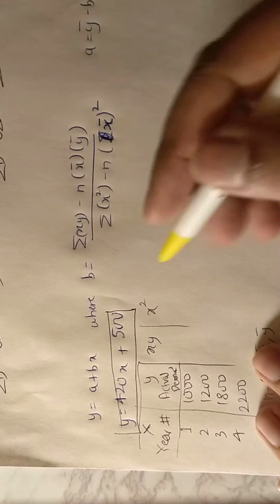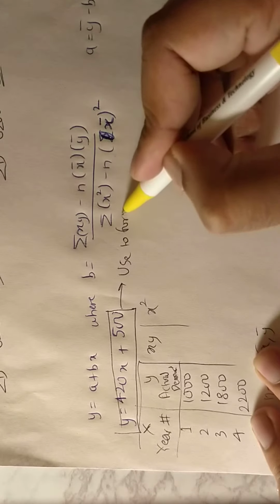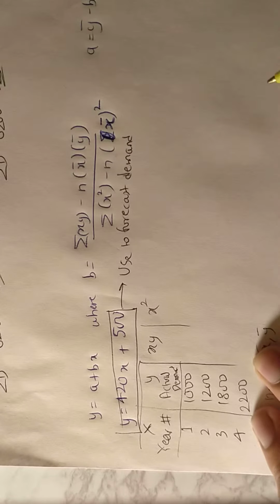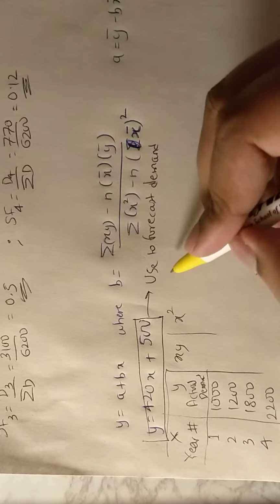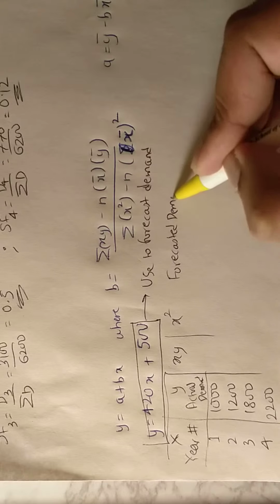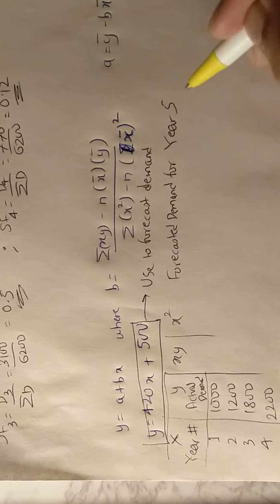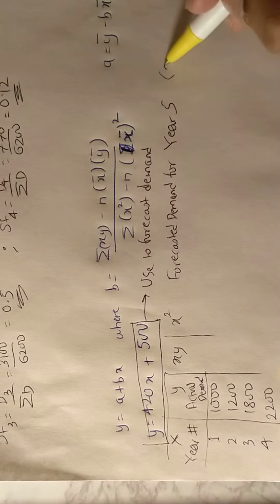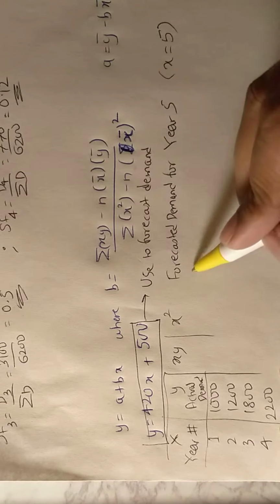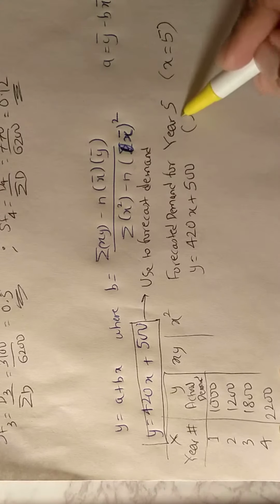That is what we'll use to forecast demand. This relationship between x and y. So now if I ask you what is the forecasted demand for year 5, as soon as I say year 5, that should ring a bell that the value for x is 5. Now how do we find this? We are going to use this relationship provided by the linear trend line.